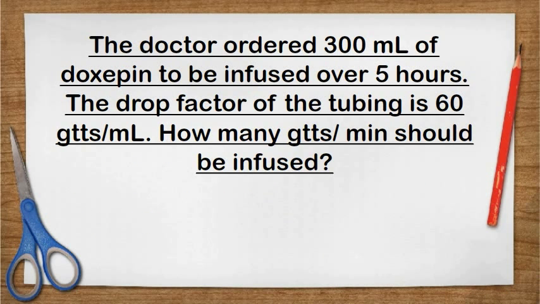Last practice for today. The doctor ordered 300 milliliters of Doxepin to be infused over 5 hours. The drop factor of the tubing is 60 drops per milliliter. How many drops per minute should be infused?